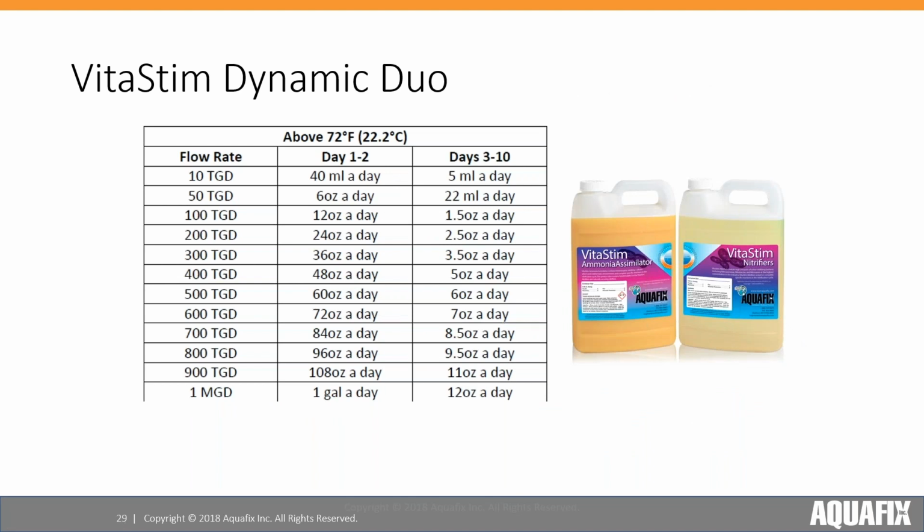Let's say for an average 1 million gallon per day plant that doesn't have high influent ammonia, something like less than 40 parts per million, with a water temperature of 60 to 70 degrees Fahrenheit, we'd be looking at adding about a gallon per day of each product, the nitrifiers and the assimilators, for about 4 days. Then we cut that dose back and do an additional maintenance of 6 days. And almost every time we do this, we'll be able to get the ammonia to drop down to where it needs to be.